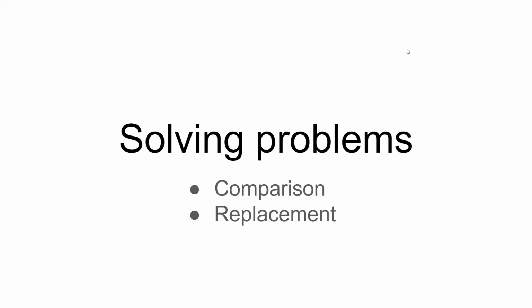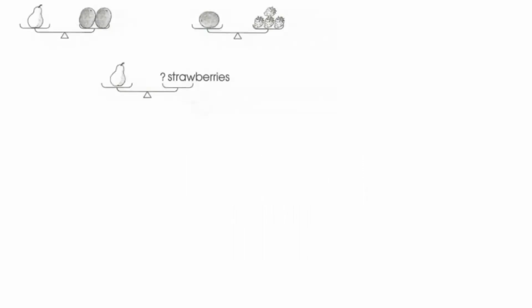Okay, so today we're going to be talking about solving problems using comparison and replacement. This first problem here, we're going to be talking about pears. This is a pear. These are strawberries. And this, let's call it a kiwi.